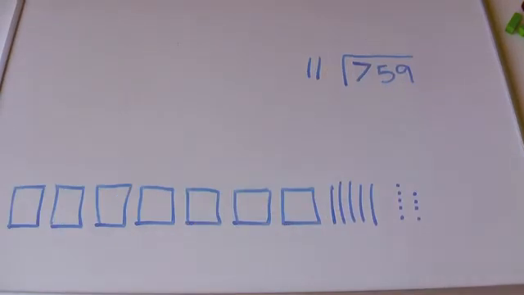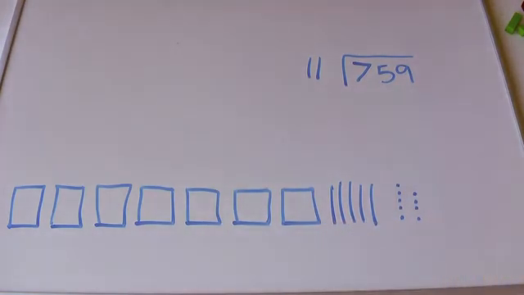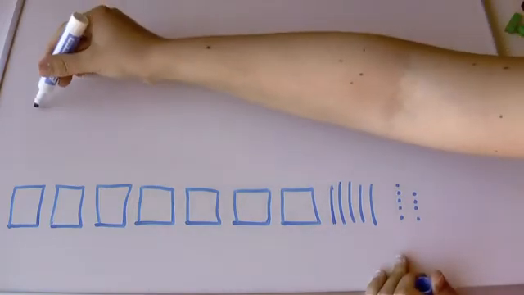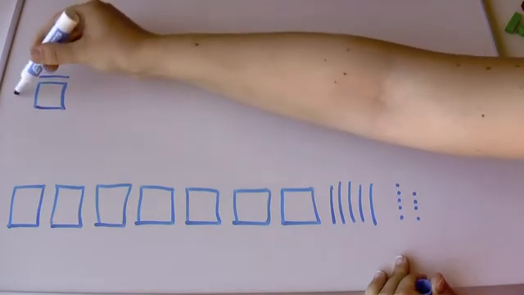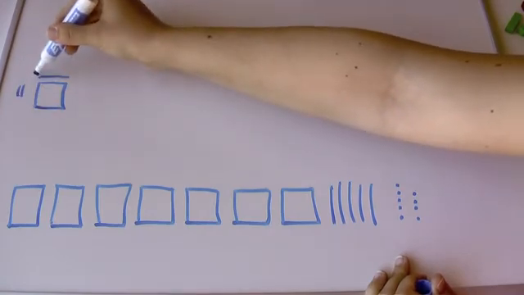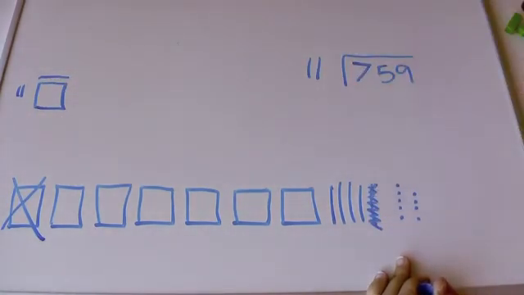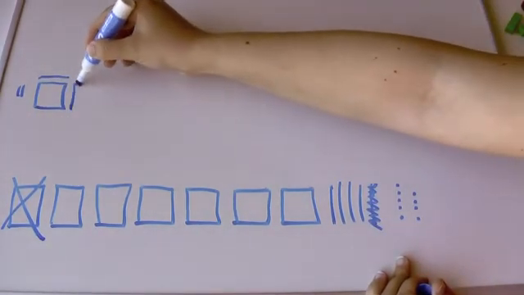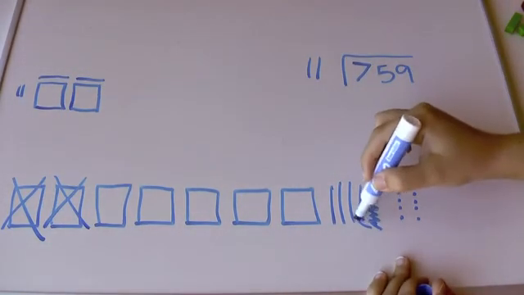All right, last one, 759. 750 and 9 divided by 11. So we want to make a rectangle with 11 on one side, and I can start doing this. There's 11 on this side, 10 and 1. So I've used up 100, and I've used up this little guy right here. And I can do it again. I've used up 100, and I've used up this little guy.